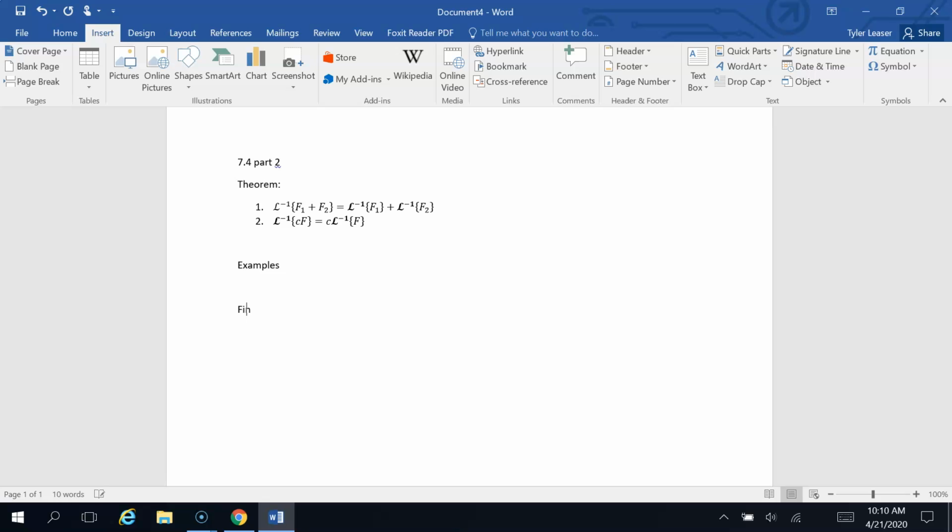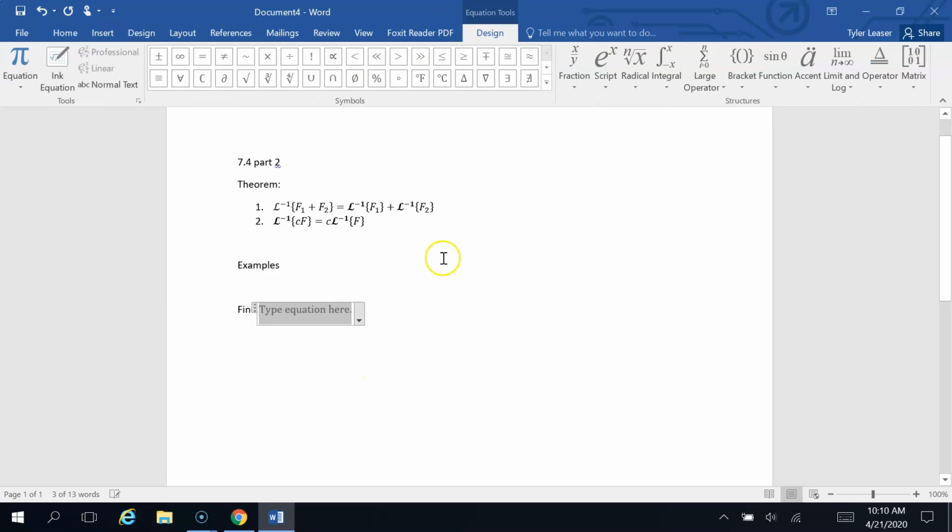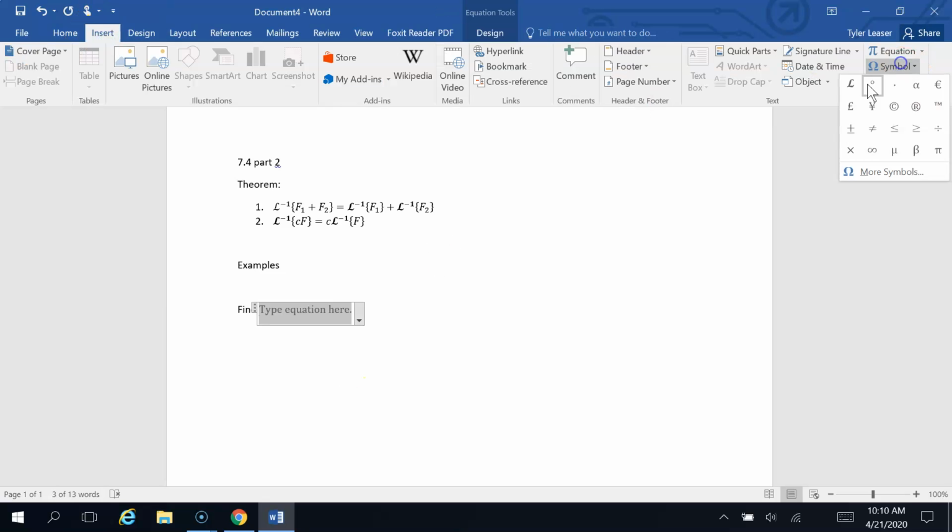So find the following. We want to do the inverse Laplace transformation of, it's going to be kind of a big one here, 5 over s minus 6, minus 6s over s squared plus 9, plus 3 over 2s squared plus 8s plus 10.